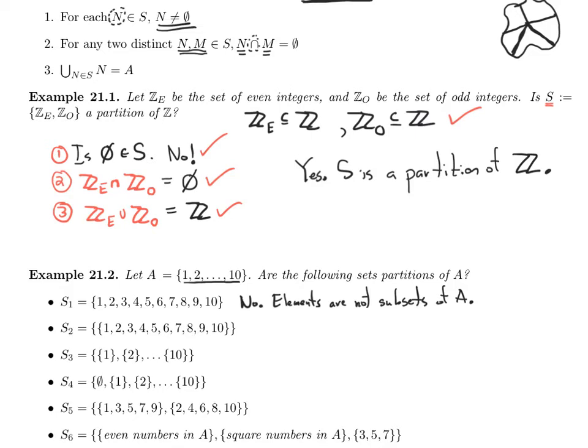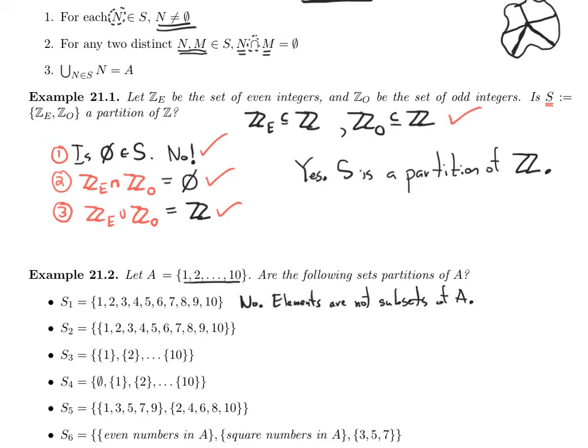It basically says if N and M are distinct sets that are elements of S, so distinct subsets, then their intersection is the empty set. But the if part is never true. You can't pick 2 distinct sets from here because there's only 1. So condition 2 is vacuously true.